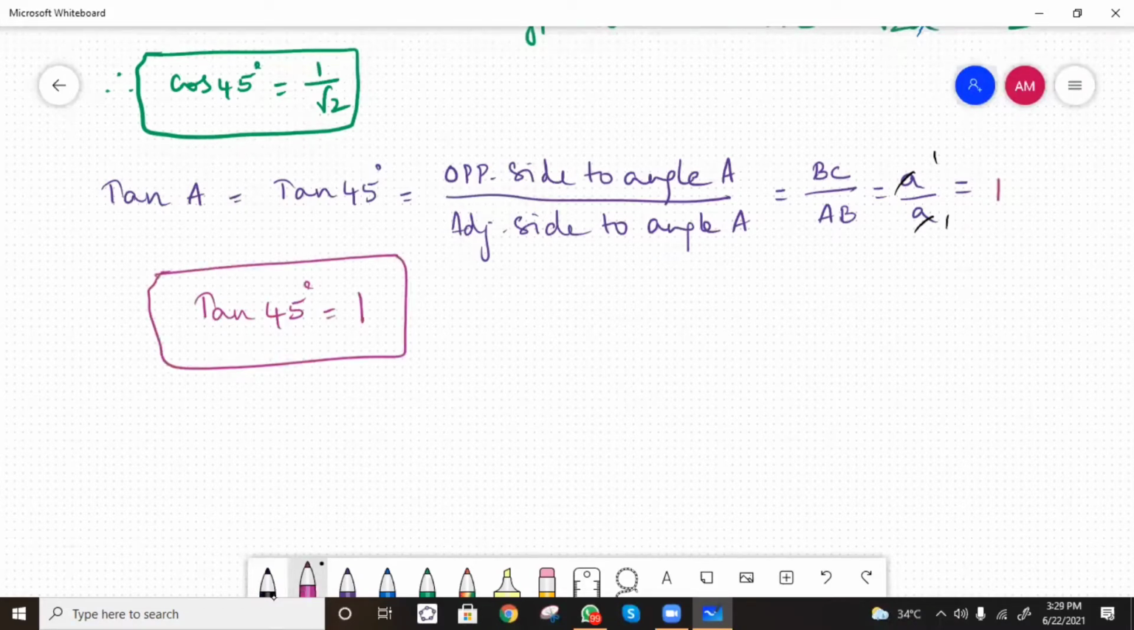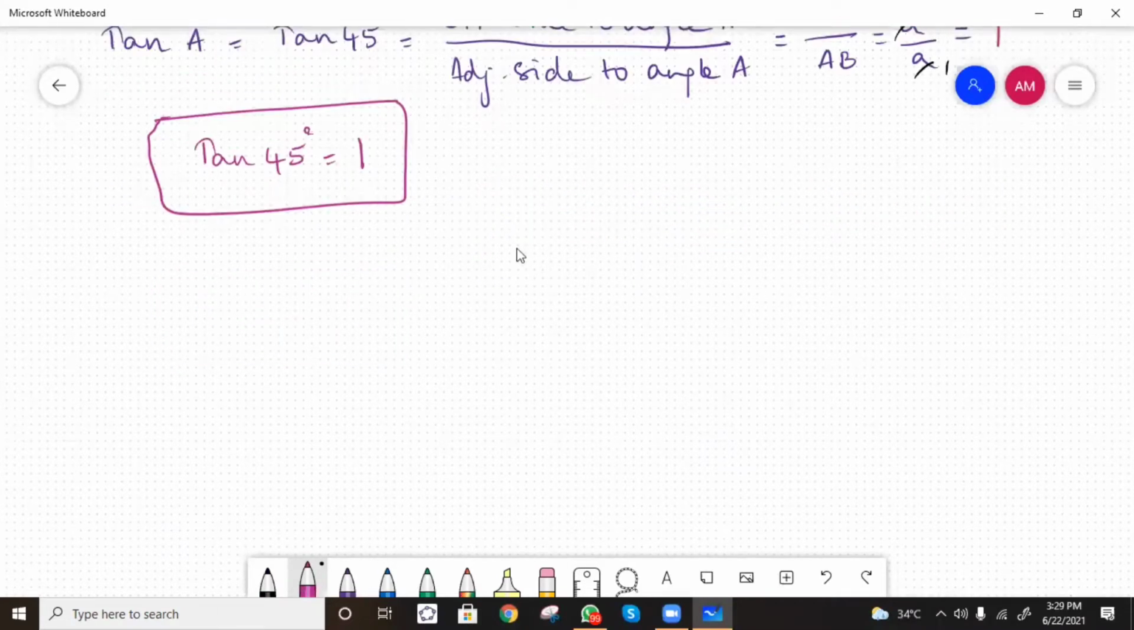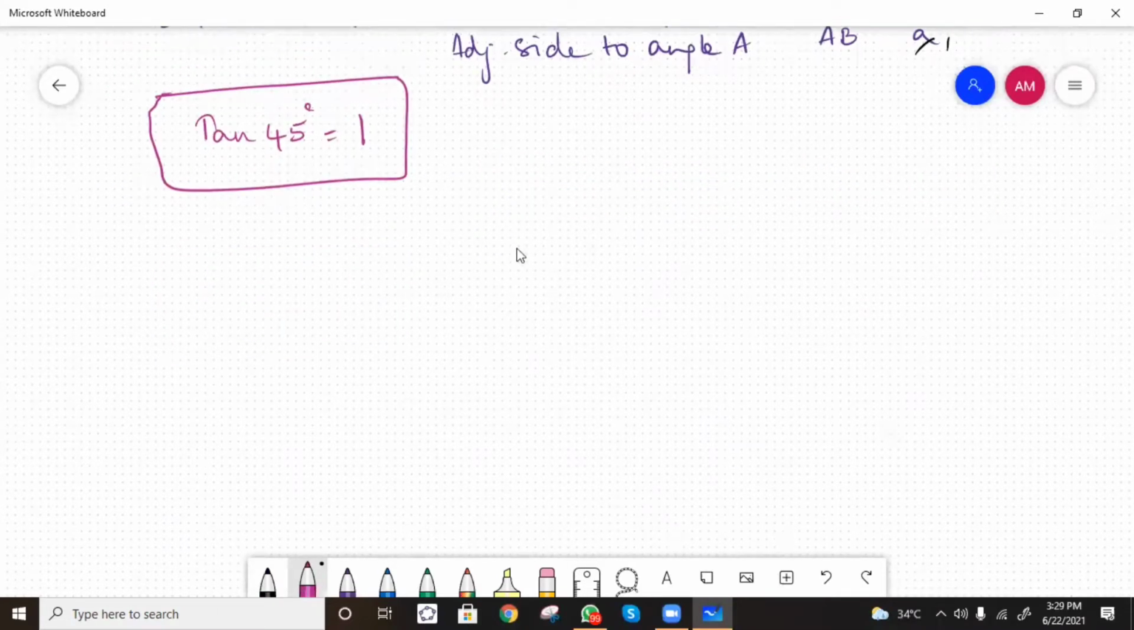So if you know these three basic trigonometric ratios, it's very easy for us to find the reciprocals, secant, cosecant, and cot. So by this we completed sin 45.